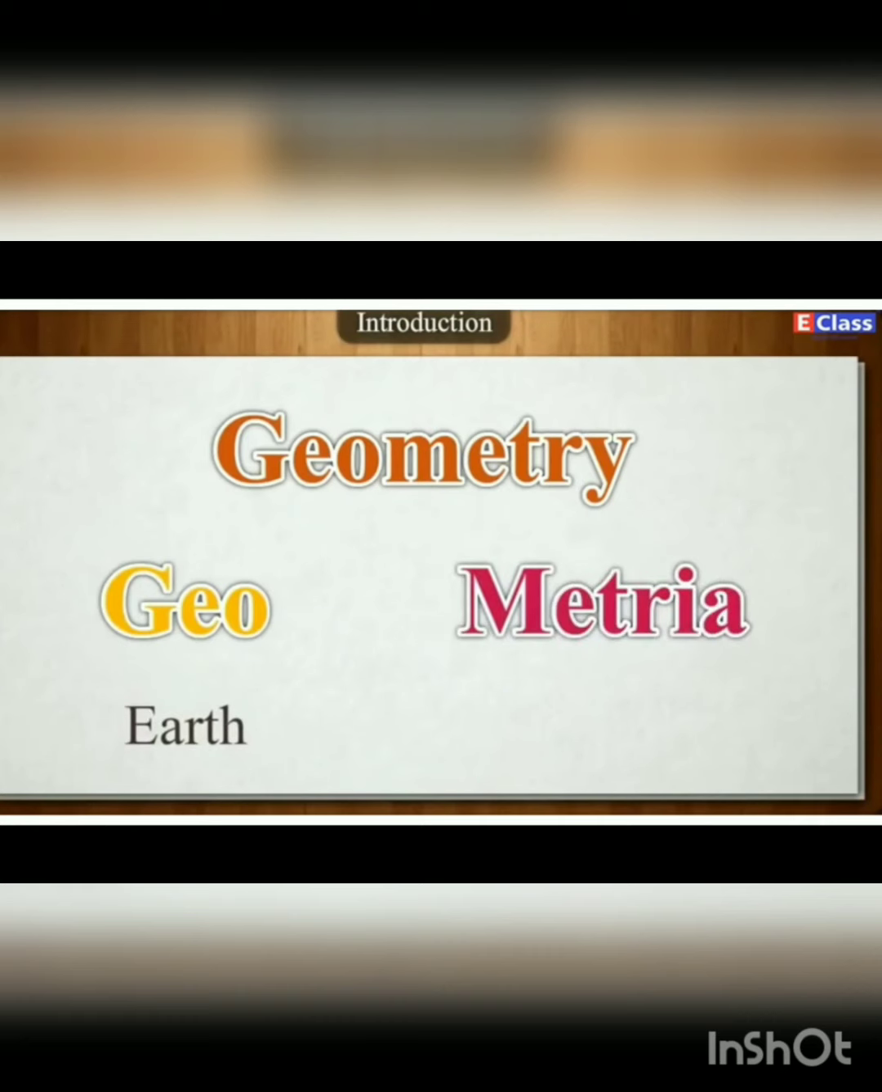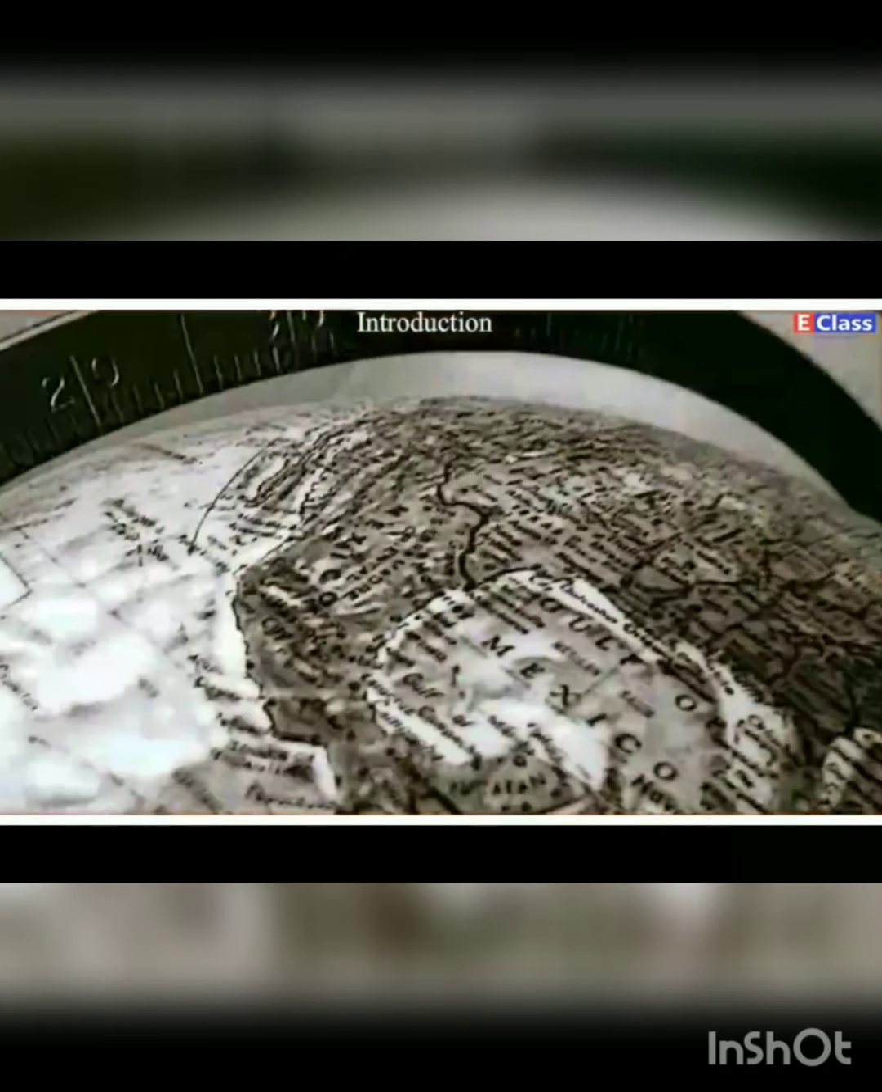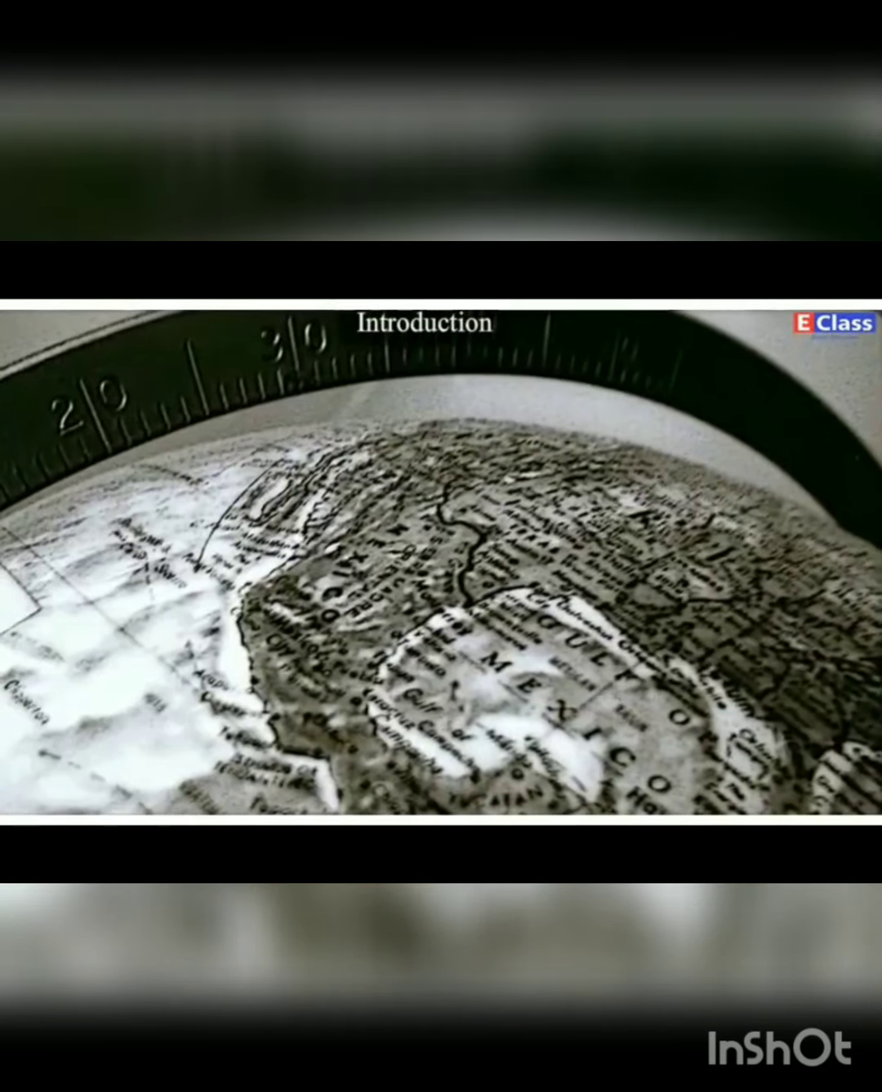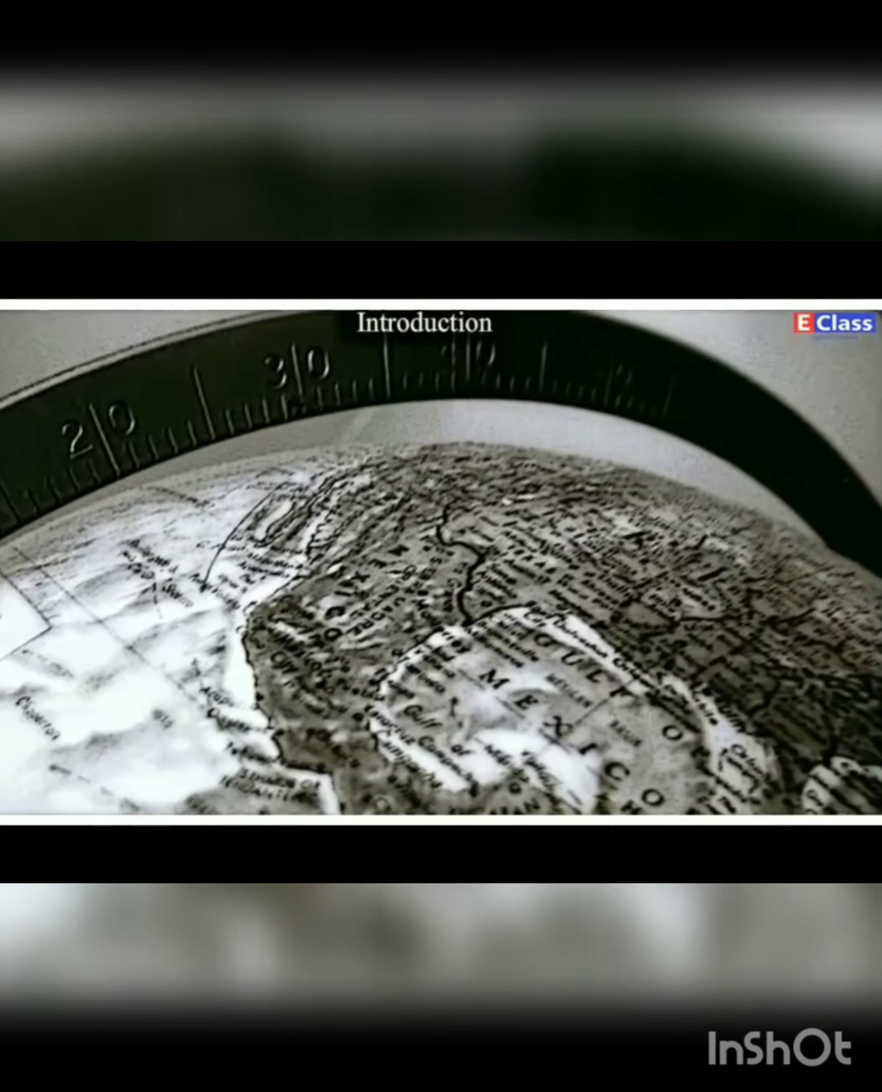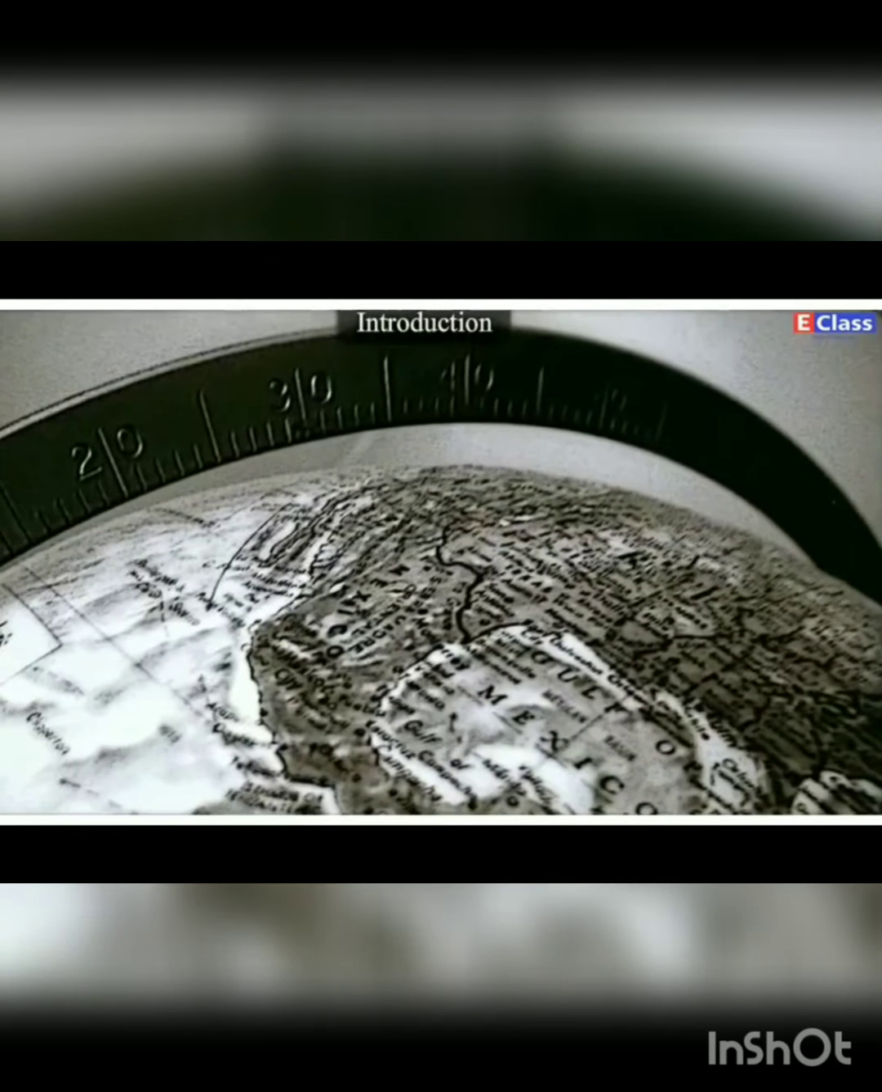The word geometry itself suggests the origin of the subject. It is generated from the Greek words geo, which means earth, and metria, which means measuring. So, it can be guessed that the subject must have evolved from the need of measuring the earth, that is, land.